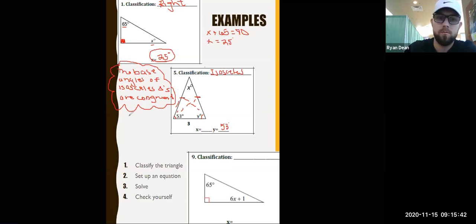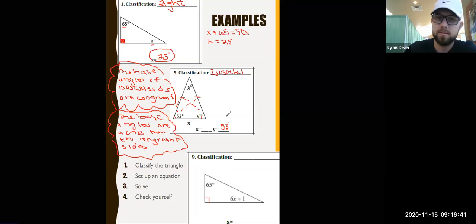That's probably something else that we need to write down. So let's do that real quick, and then we will talk about angle x. All right, so there we go. The base angles are across from the congruent sides.